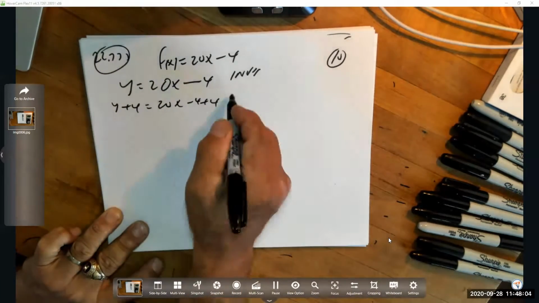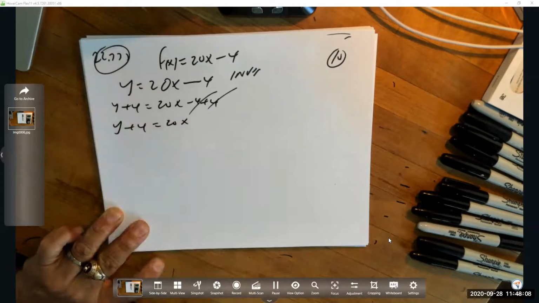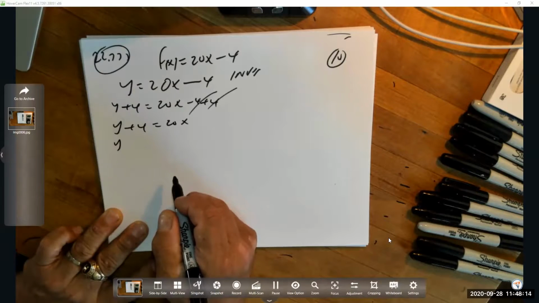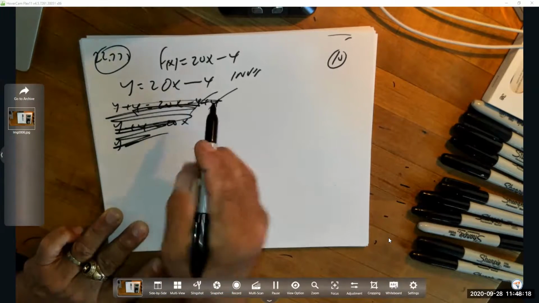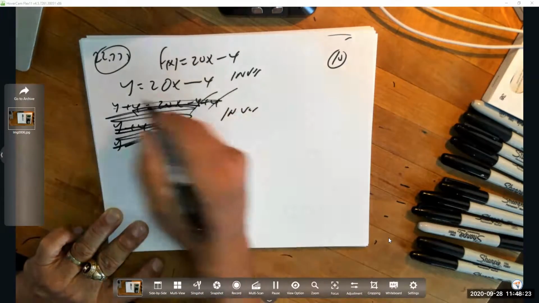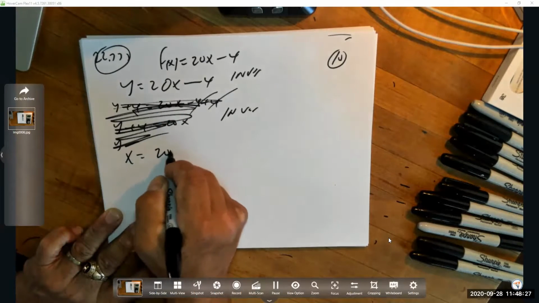Add 4. So now these are gone. So y plus 4 is 20x. And then I divide by what? 20. You say, wait. Oh, you know what? I have to change the letters first. Did I change the letters first? I haven't done it. I just have y equals. So let's do that here. X equals 20y minus 4.